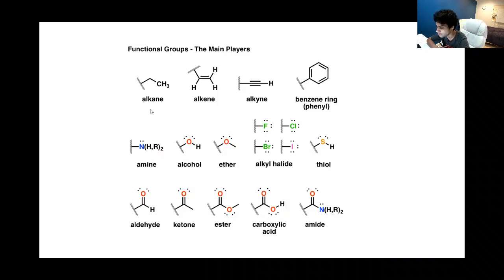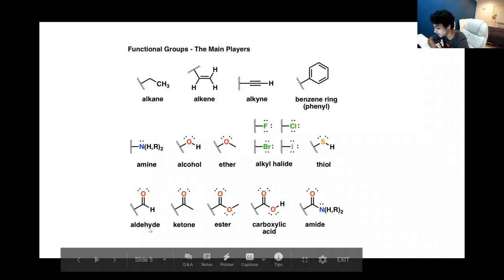So you have to know your alkanes, alkenes, and alkynes. The benzene ring is also an interesting one. If you have a double bond equivalence of 4 or higher, you can infer there's a benzene ring, because it has 3 pi bonds and 1 ring. And then you have amines, alcohols, ethers, thiols, alkyl halides, aldehydes, and ketones. So you want to memorize them.